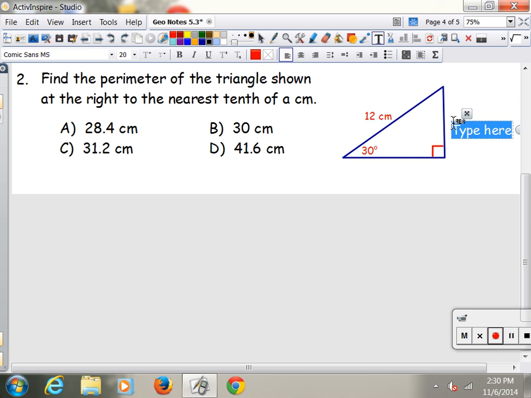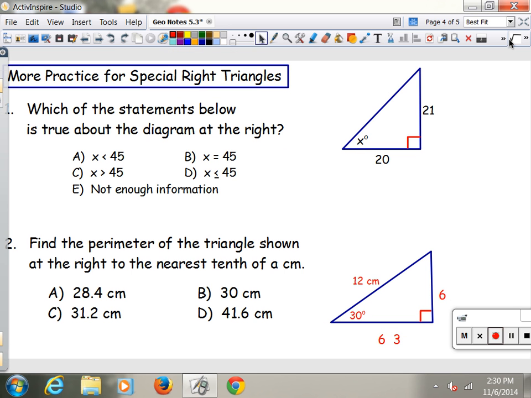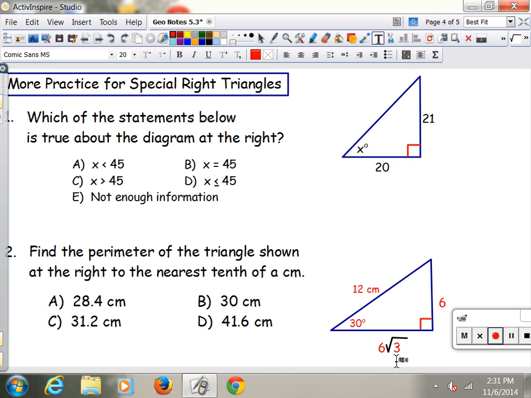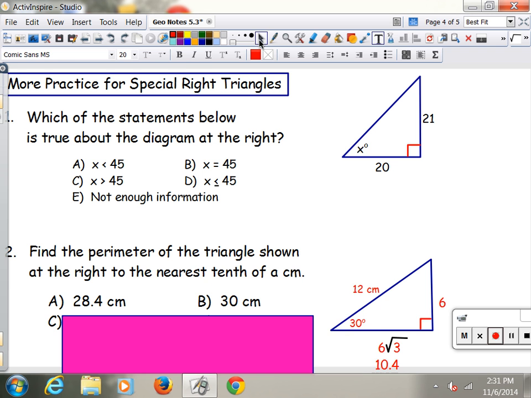So this would be a 6. I know. 28.4. I know. Will it get it kind of fast? 6 radical 3, right? And so what did we get? 28.4 is correct. It is A. This is 10.4 down here. And so when you add those together, 10.4 plus 18, because those two add up to 18, you get the 28.4.